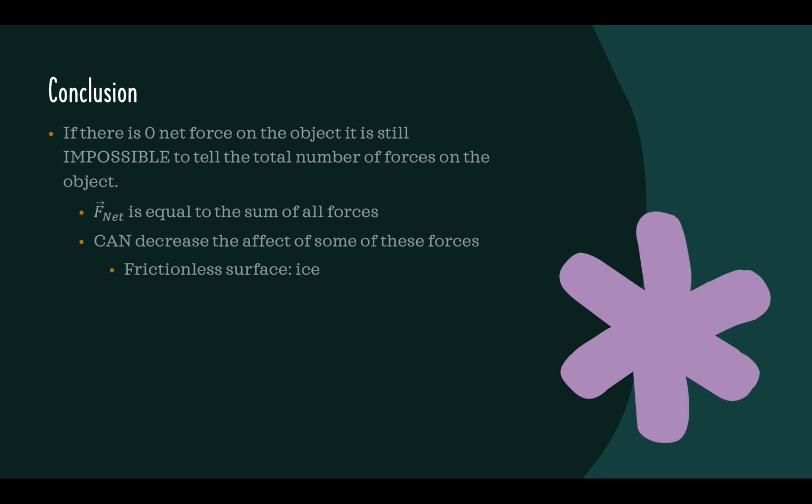Even though the predicted model assumes no net force, it is actually impossible to tell the total number of forces on the object. This is because the net force is the sum of all forces acting on the object, meaning it could be an infinite number of forces. However, it is possible to decrease the effect of some of these forces. For example, to achieve an observed motion that was closer to the predicted, I would have used a different surface like ice that is nearly frictionless to achieve constant velocity.